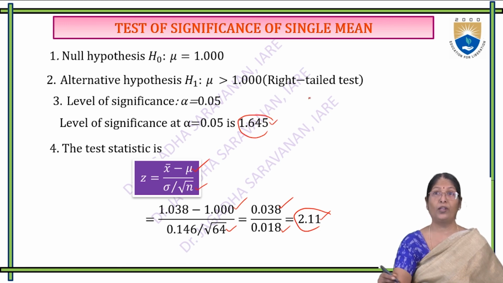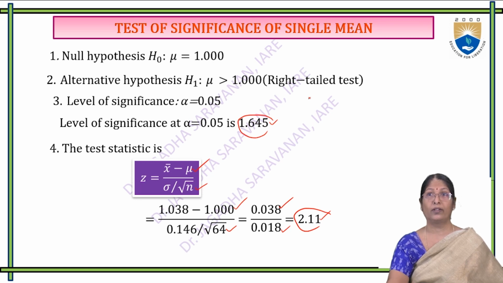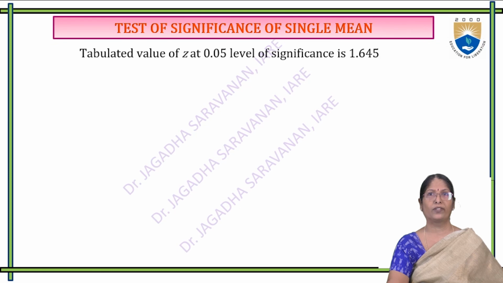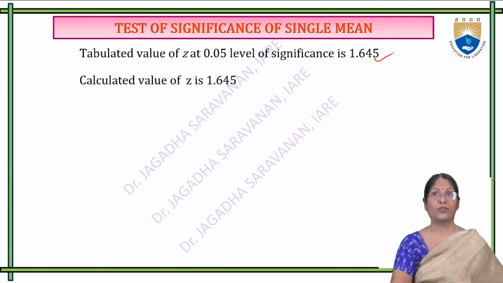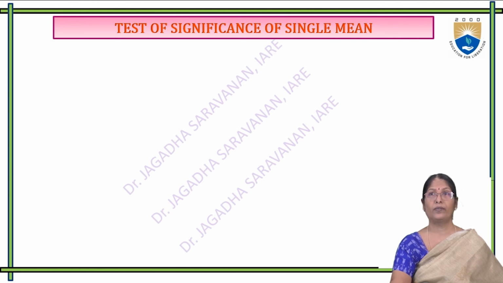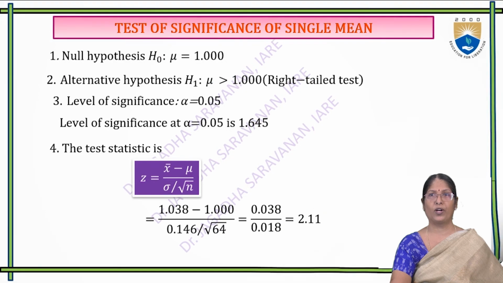The tabulated value is less. To accept the null hypothesis, it should be more. But if it is less, we can say the null hypothesis is rejected. So we can see how to write the statements, the presentation of the solution. That is, the tabulated value of Z at 0.05 level of significance is 1.645. The calculated value of Z is 2.11.